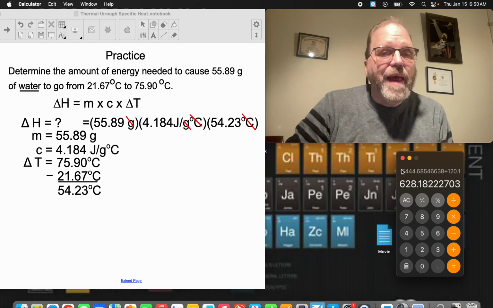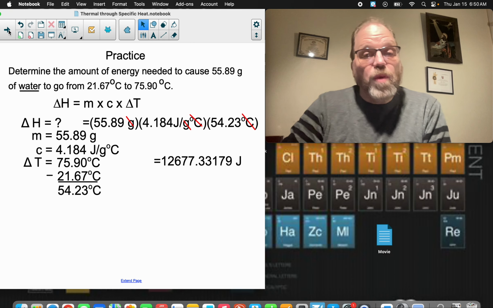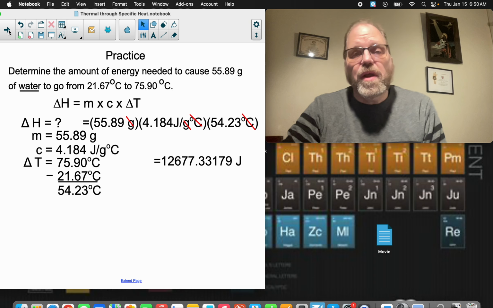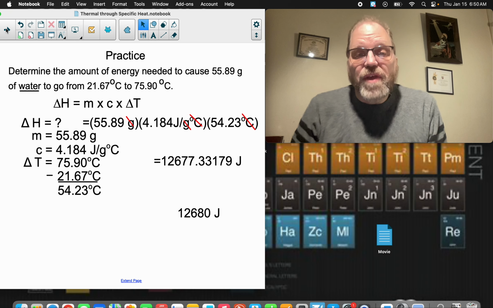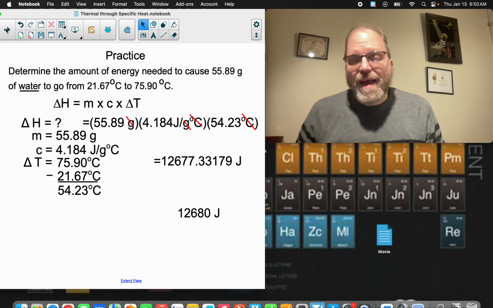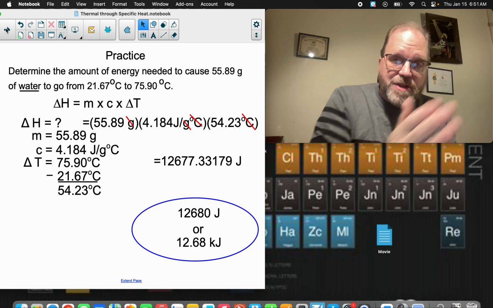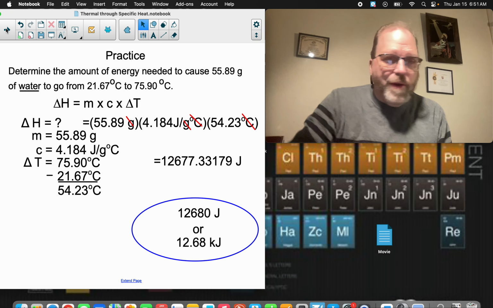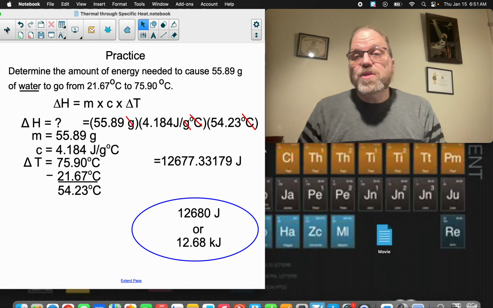Get the value up on the calculator, and we multiply those straight across. We get 12,677.3319, but we have to check our sig figs. I have 4 and 4 and infinite, so the least number is 4, so 12,780 joules would be an answer. Now, some people don't like the zero there, so we can make it kilojoules, moving it 3 places to the left. That way, we're going to end up with 12.768 kilojoules. So either of those would be correct.